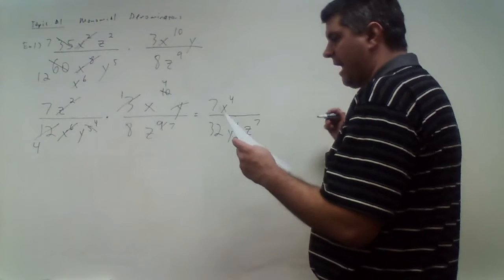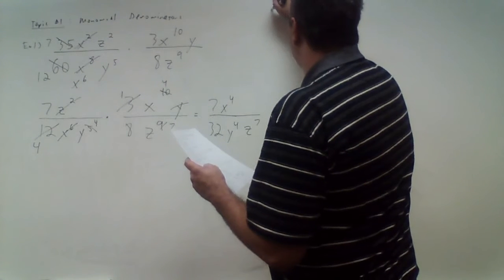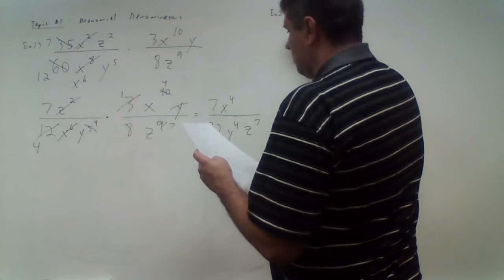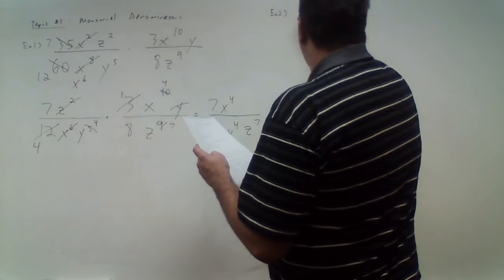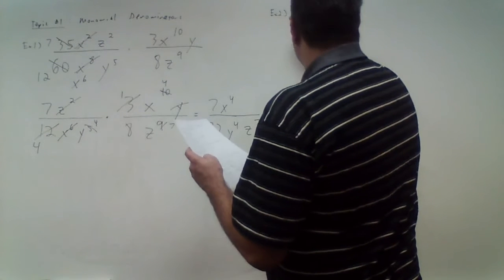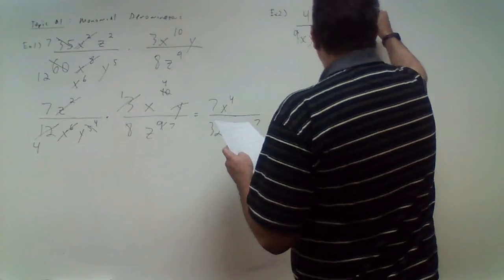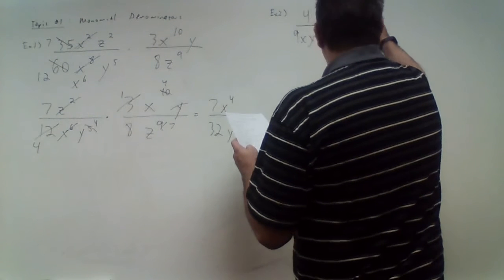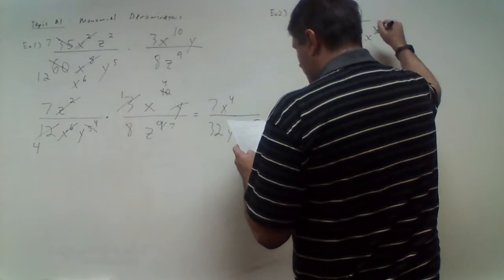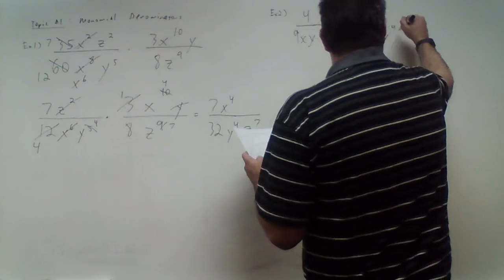Okay, so I'm going to have example 2, 4 over 9xy to the 12th plus 11 over 10 x cubed y to the 4th z.